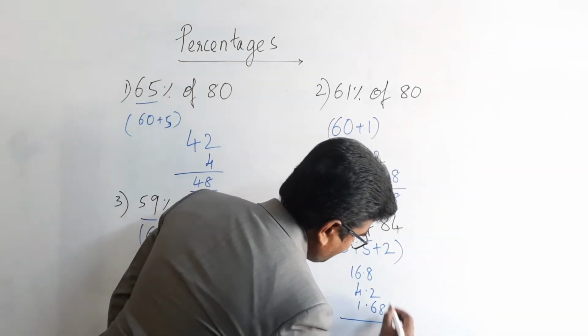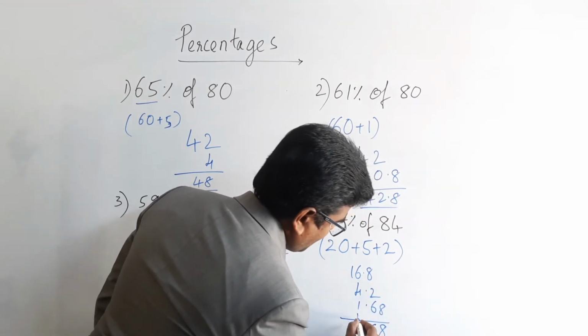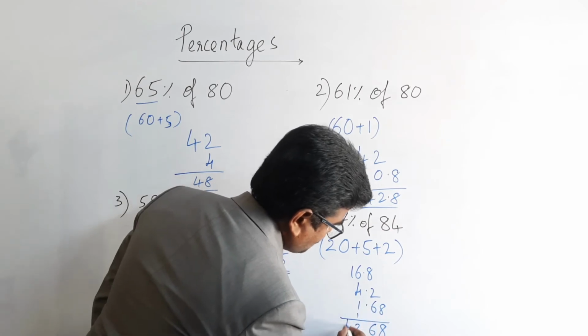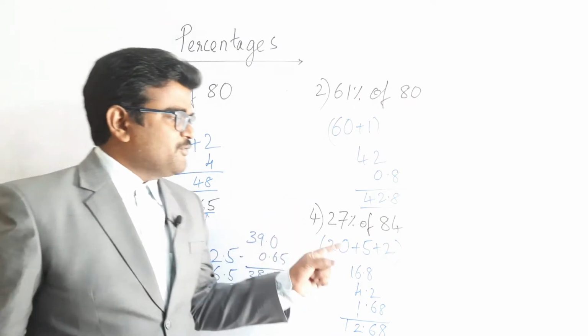So finally add all these things. 16.8 plus 4.2 plus 1.68. So 12.68 is your answer for 27% of 84.